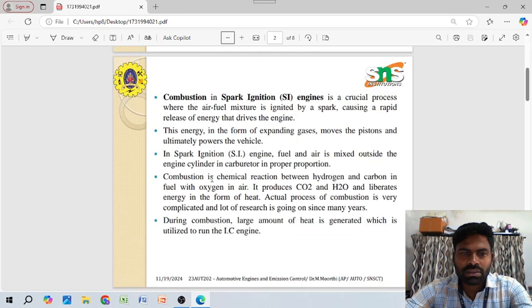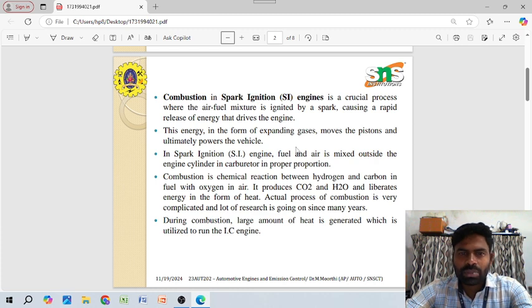First, it starts with combustion in the spark ignition engine, which is a crucial process where the air fuel mixture is ignited by a spark, causing a rapid release of energy that drives the engine. During the combustion process, the air fuel mixture gets into the combustion chamber, and during the compression stroke, the air fuel mixture is compressed so that it gets high pressure and temperature, and is ready to ignite once the spark is started. Next, this energy in the form of expanding gases moves the piston and ultimately powers the vehicle.